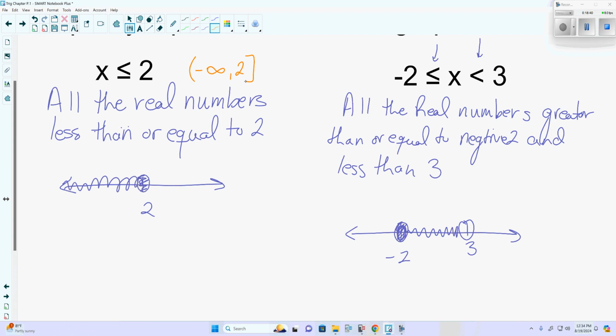In our other one, we would have negative 2, comma 3. 3 would have a parenthesis, and negative 2 would have a bracket, because it is included. Questions on this here? We good with this so far?